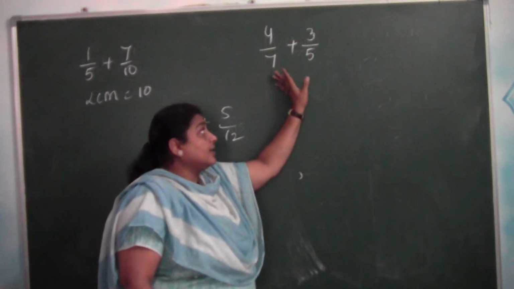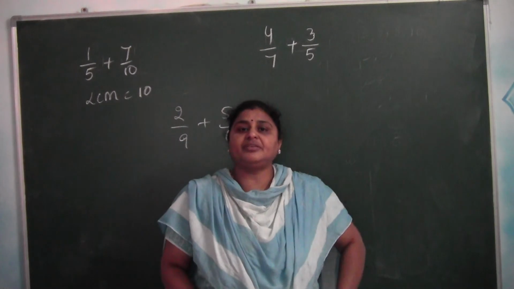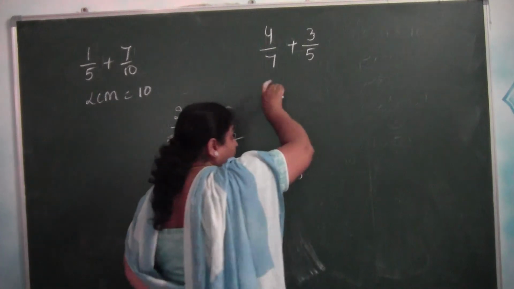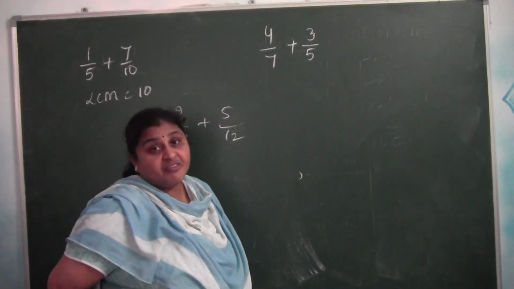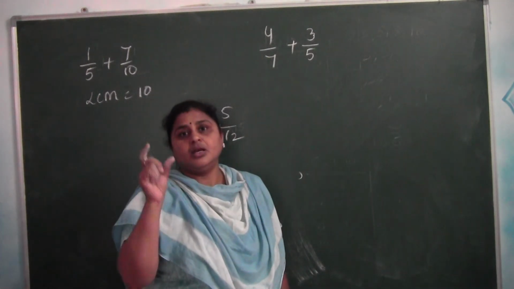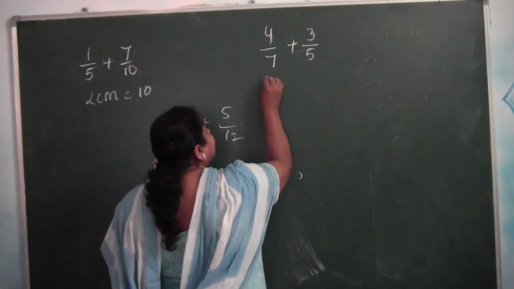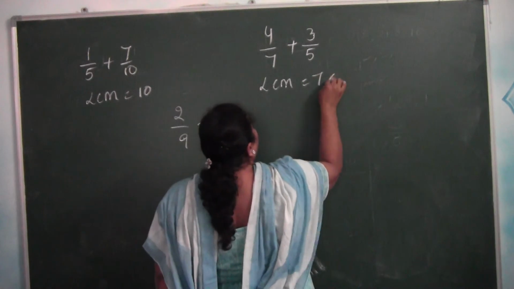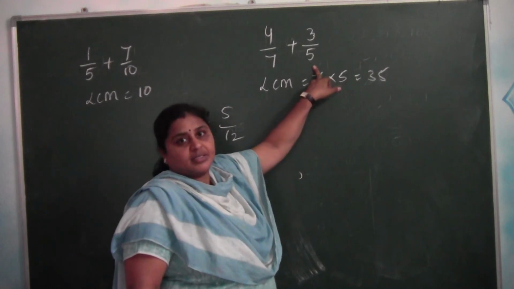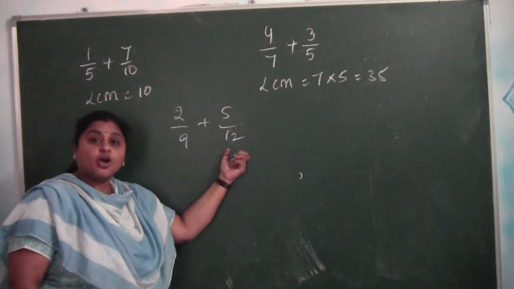Then coming to 7 and 5. Do 7 and 5 have common factors, children? No. These two are prime numbers, they don't have common factors. So if two denominators have no common factors, then in that case LCM is equal to the product of the denominators. Simply you will multiply the denominators. That's it.